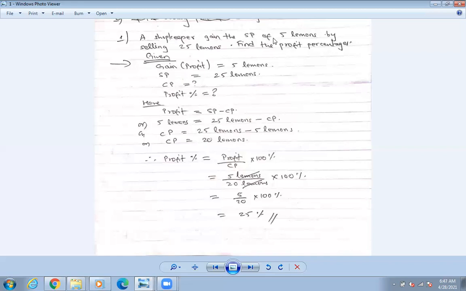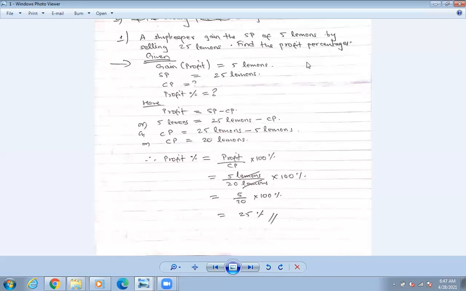If the selling price is 25 lemons, then there is a profit of 5 lemons. That is the question. Rupees is not given. So when 25 lemons are sold, the gain is 5 lemons. What is the profit percentage? You need to find out.